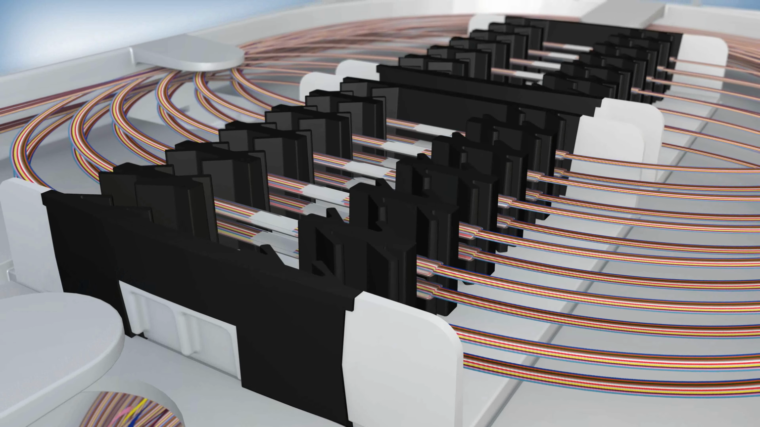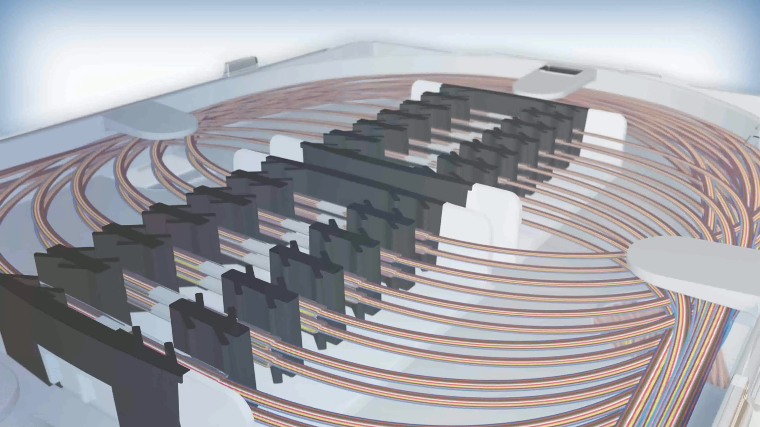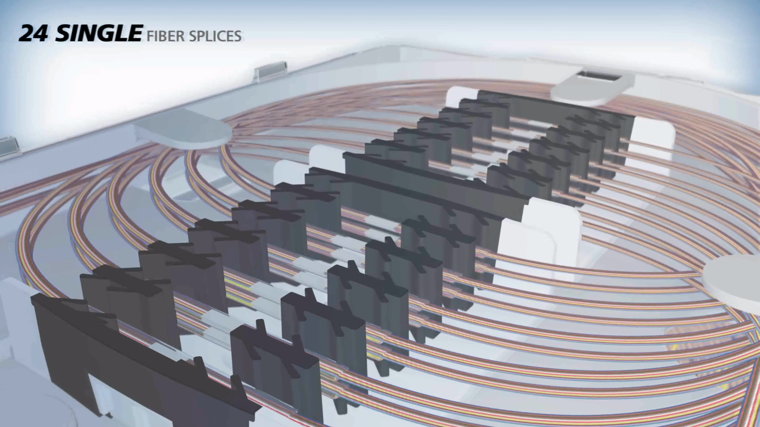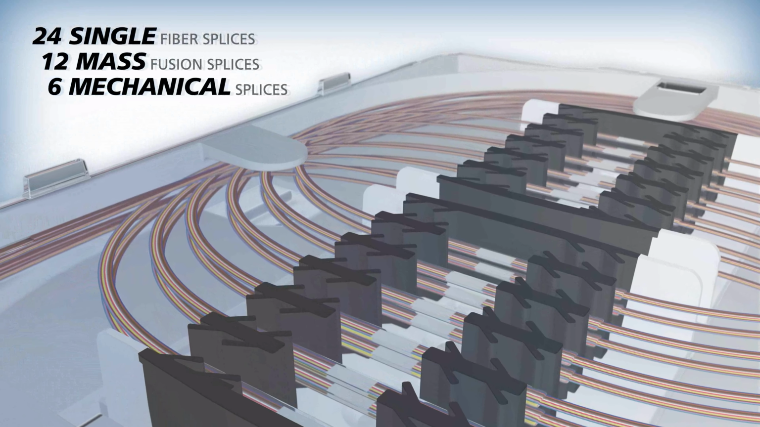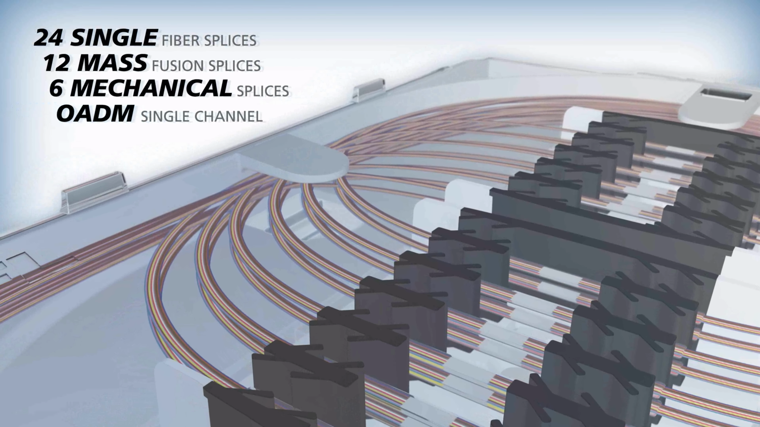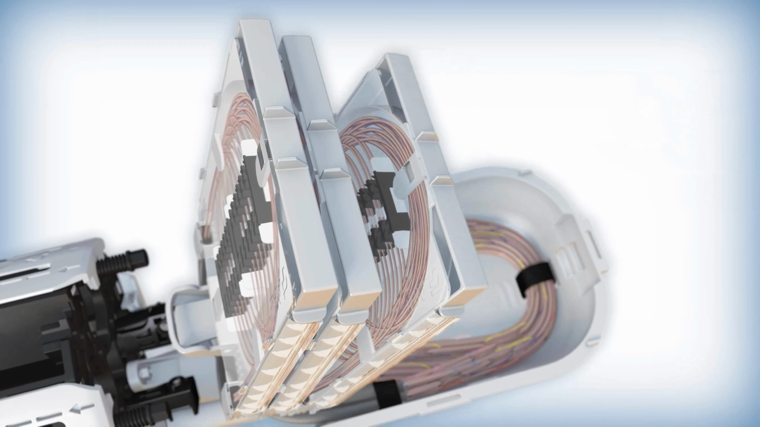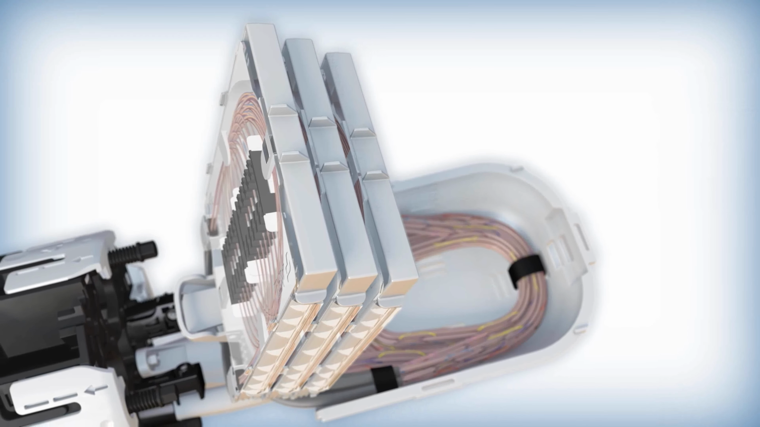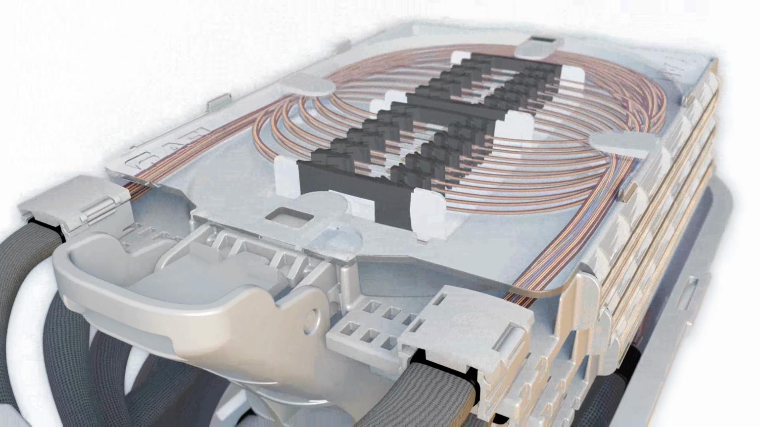Each splice module has 6 splice sleeve slots, surrounded by overmolded rubber. The universal module design holds 24 single fusion splices, 12 mass splices, 6 mechanical splices, single channel OADM or PLC splitter devices. Once the tray's modules are loaded, the trays are snapped into the splice tray bracket to create an orderly stack. Each tray can hinge into an upright, locked position to provide access to the slack basket and unlock by depressing its lock tab.